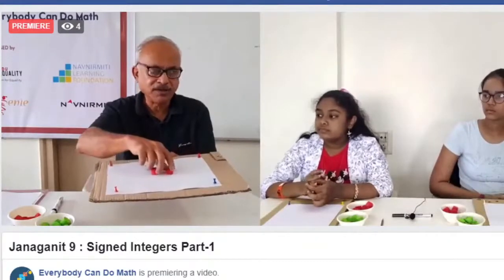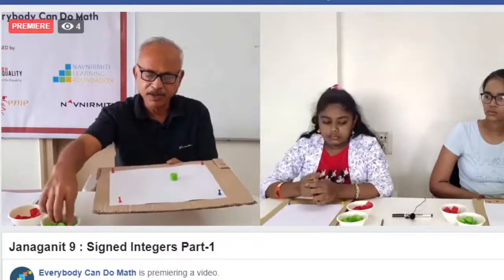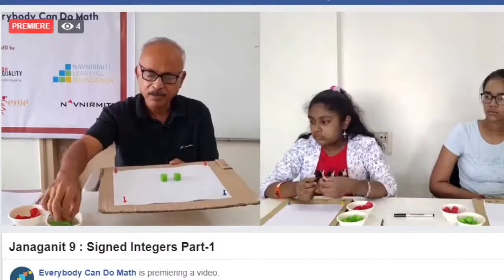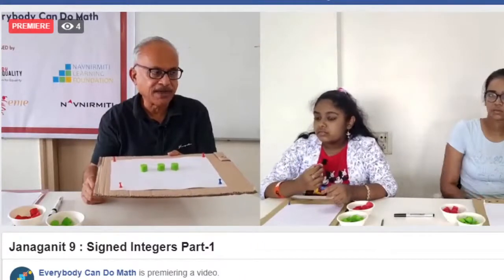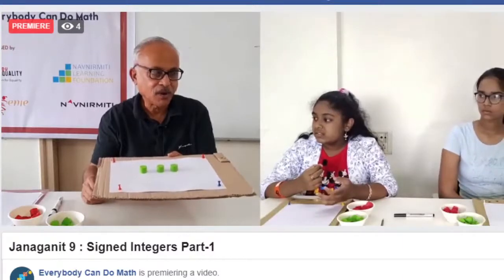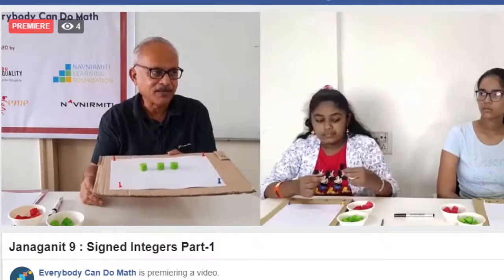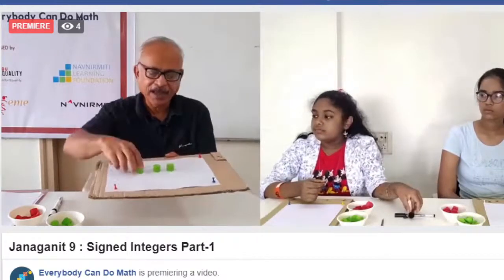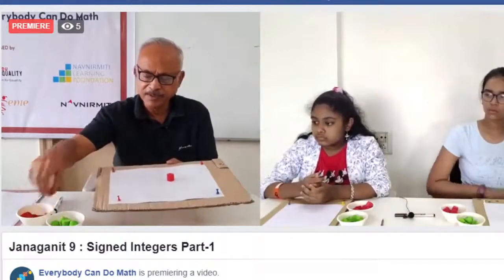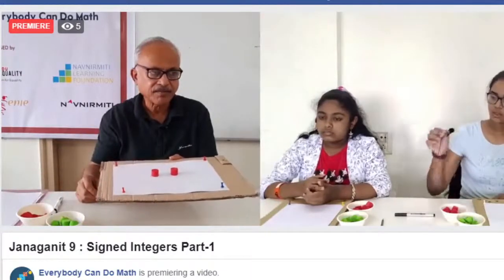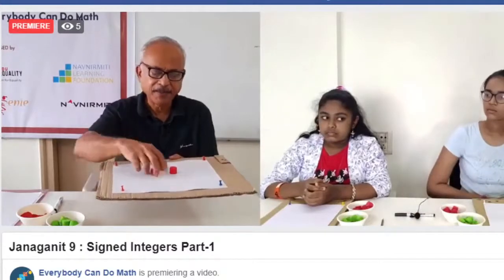So now, shall we use the language of positive and negative? I'll repeat the question. Gyanjyoti, what is there in my account? 3 rupees. You have to use the language of positive and negative. We will say +3. Okay, +3 also we will use later. But right now, this is +3. And Nandita, what is this? -2.